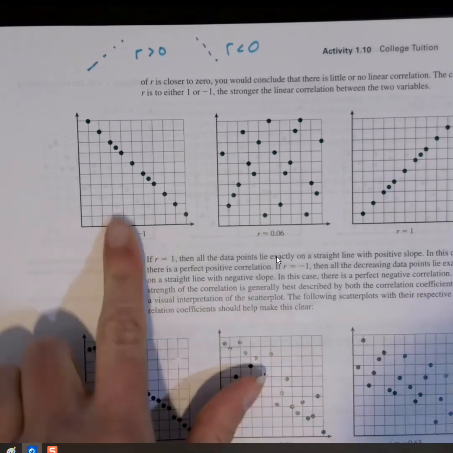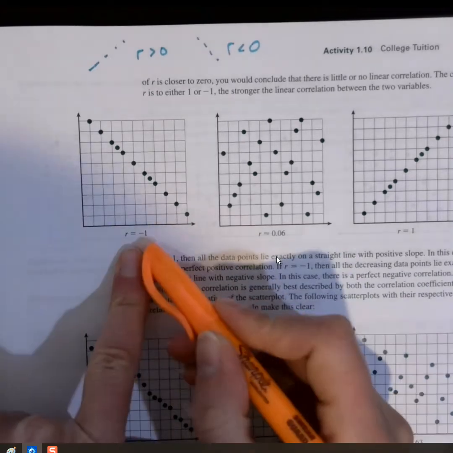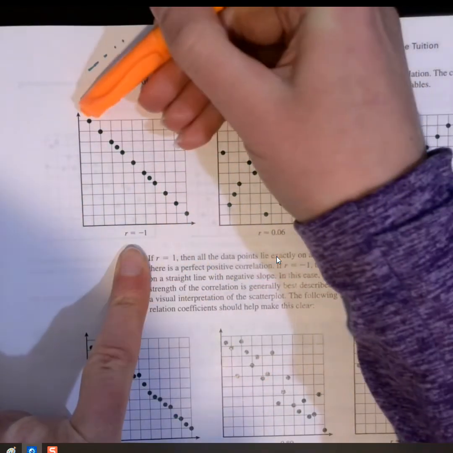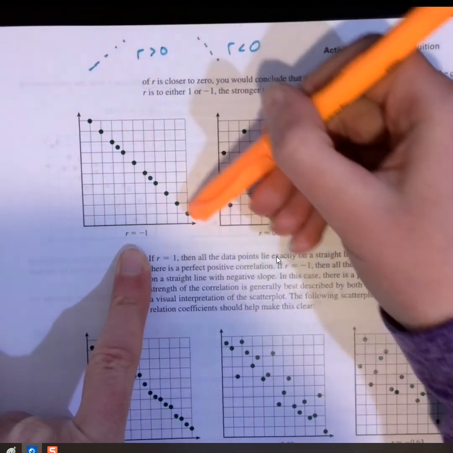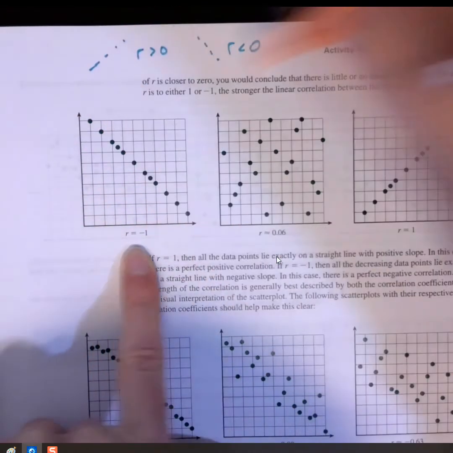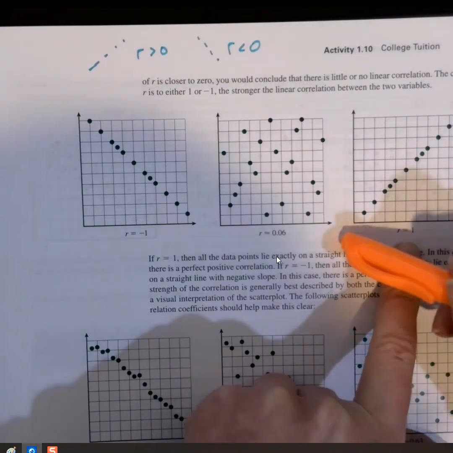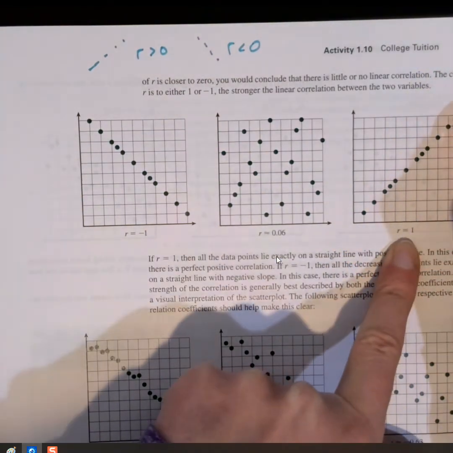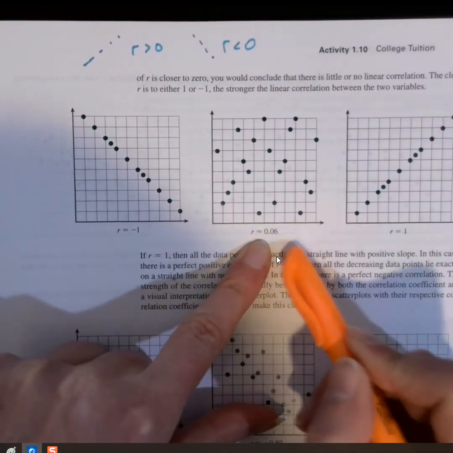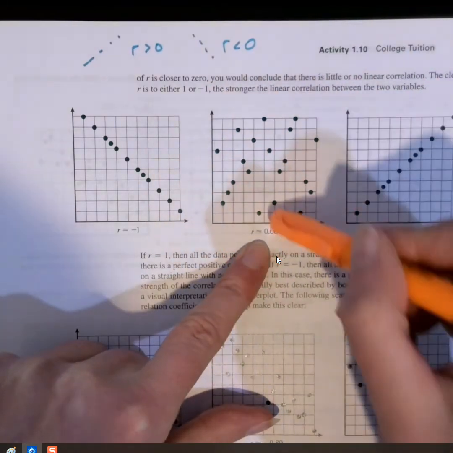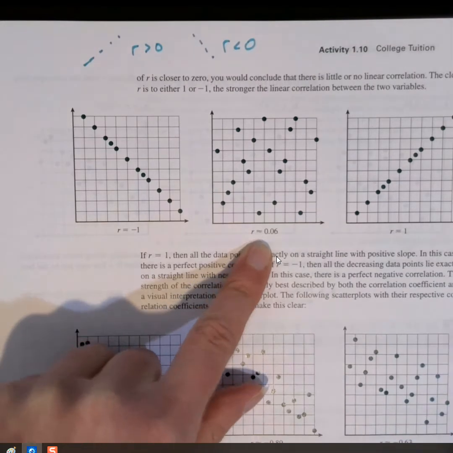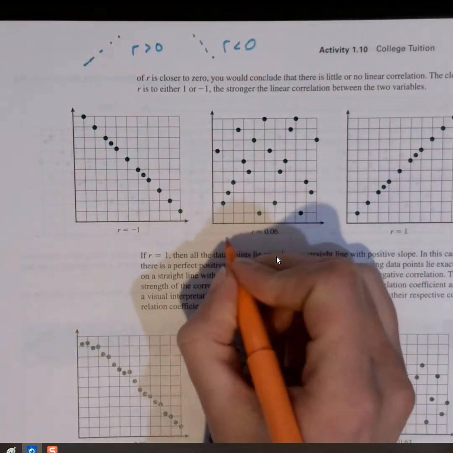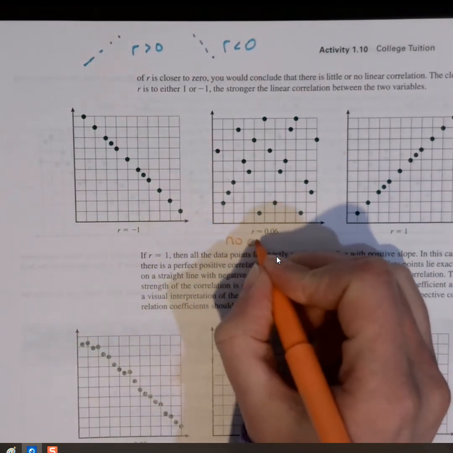In the first one with an R value of -1, that is a perfect negative correlation. It would line up exactly as a line. And if I skip over to the last one with an R value of +1, it would be a perfect positive correlation, exactly a line. This thing in the middle, there is no linear pattern here. This one has no correlation, and that's because the R value is so small.